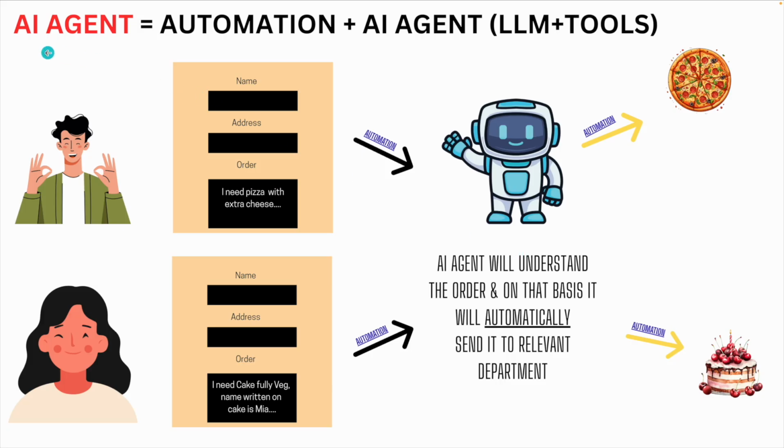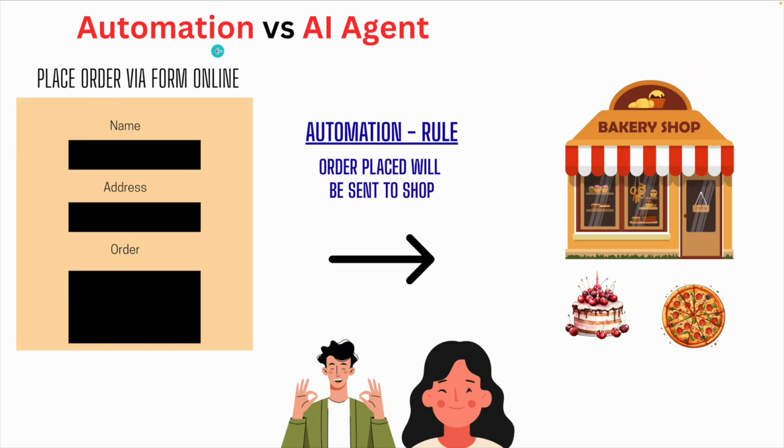So what you have to understand is that an AI agent already has the capability of automation inside it, plus it also has the capability of a brain, and hands and legs, which are tools, which we totally sum up and call an AI agent. So an AI agent has all the AI agent capabilities plus the automation capabilities. Now I hope you have understood the concept behind the difference between automation versus AI agent.